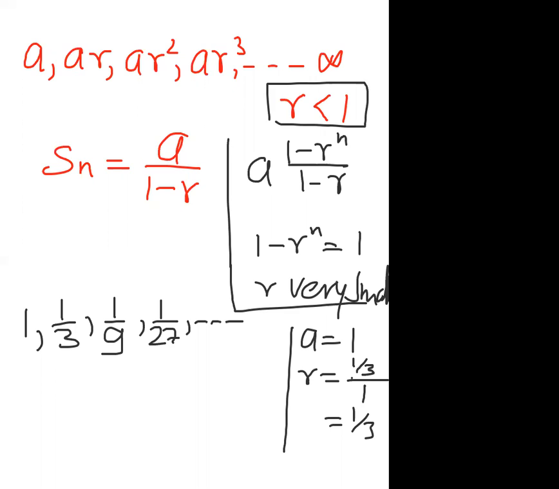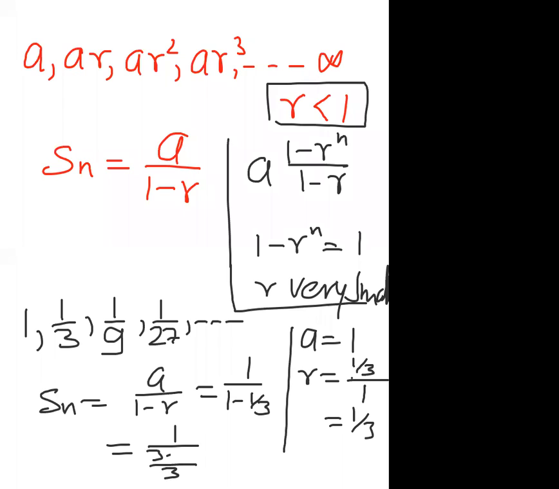Let us find its sum. So S will be equal to a upon 1 minus r. That is a is 1 upon 1 minus 1 by 3. 1 upon, LCM will be 3, 3 minus 1. So it will be 3 by 2. The sum of this infinite GP will be 3 by 2. So I suppose you are able to understand this condition also.